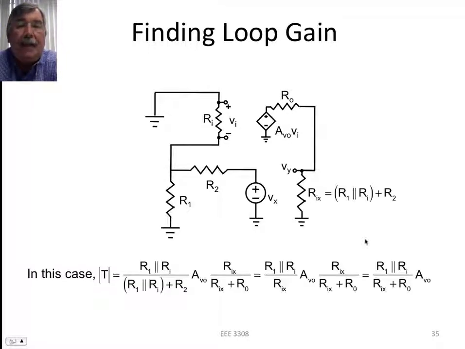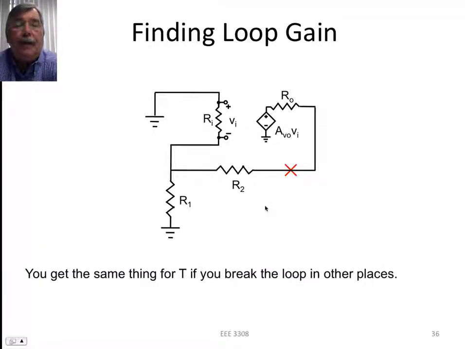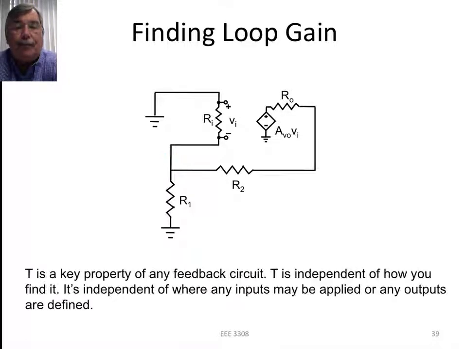So this circuit can be analyzed using standard techniques. When you go through it, you get this formula for it, but the most important thing is you just do this analysis. You could have broken the loop in other places, and you would have gotten the exact same answer. So this is important. T is a very important property of any feedback circuit.